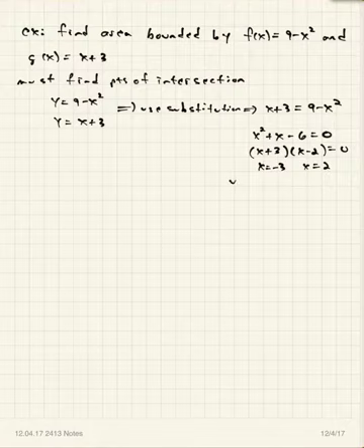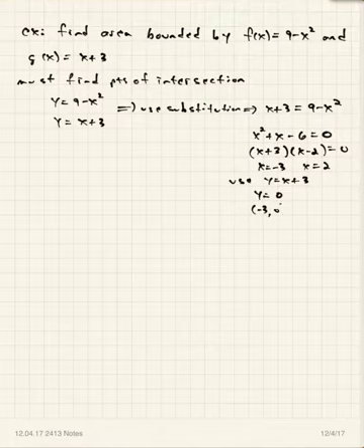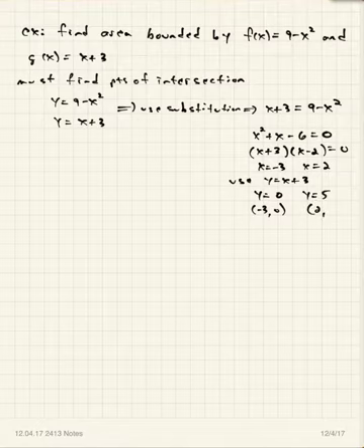And then I use y equals x plus 3. And I get, when x is negative 3, y is 0, which gives me a point of intersection at negative 3, 0. And when I use y equals x plus 3, and I use x equals 2, I get y equals 5. And so I get the point of intersection at 2, 5.